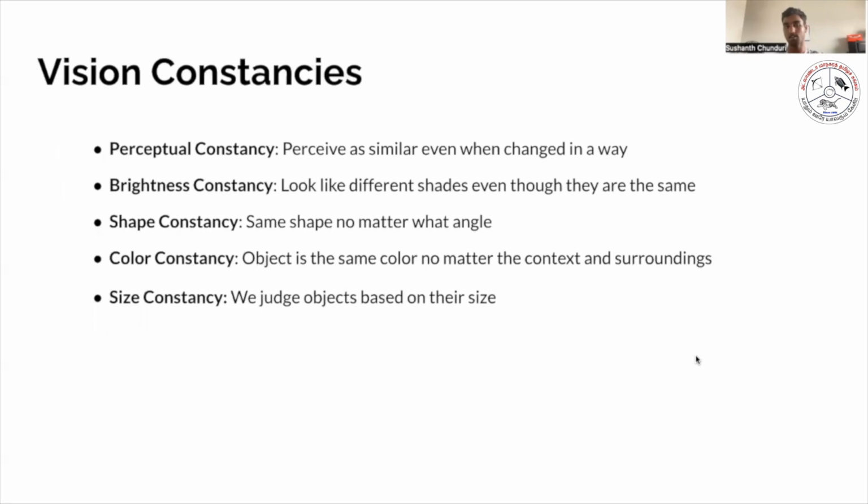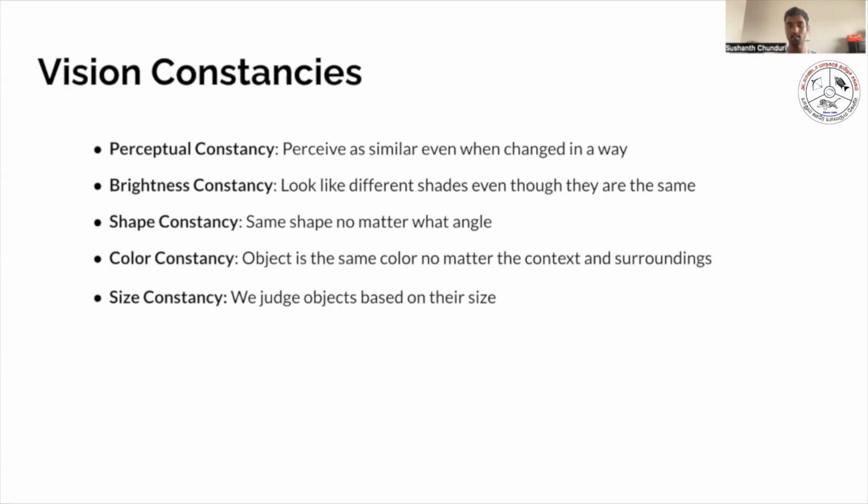All right, vision constancies. There are really five vision constancies that you need to know. First is perceptual constancy. Even if an object is changed in a way, we still perceive it the same. Second is brightness constancy. Even though objects are the same color, we'll see different shades of light. Third is shape constancy. It's essentially the same shape no matter what angle you put it in. If you take a piece of paper and rotate it slightly, visually in a 2D field it would be a trapezoid because it's longer here. But your brain still perceives it as a piece of paper, so it's a rectangle.